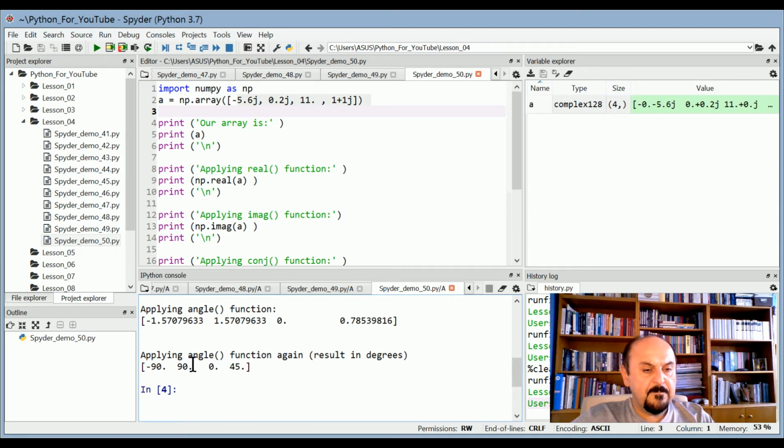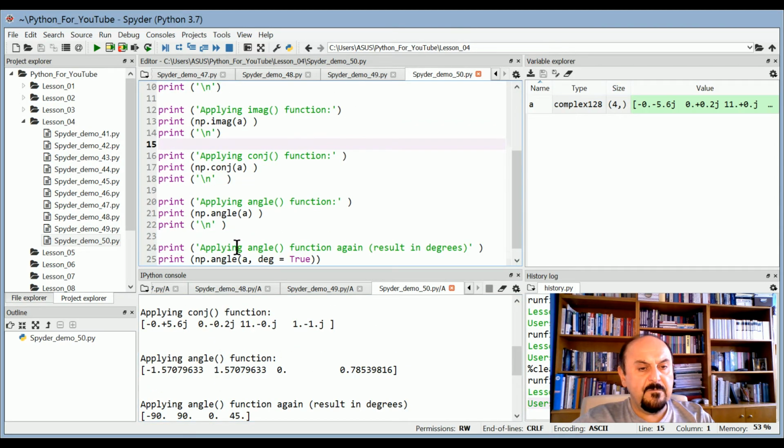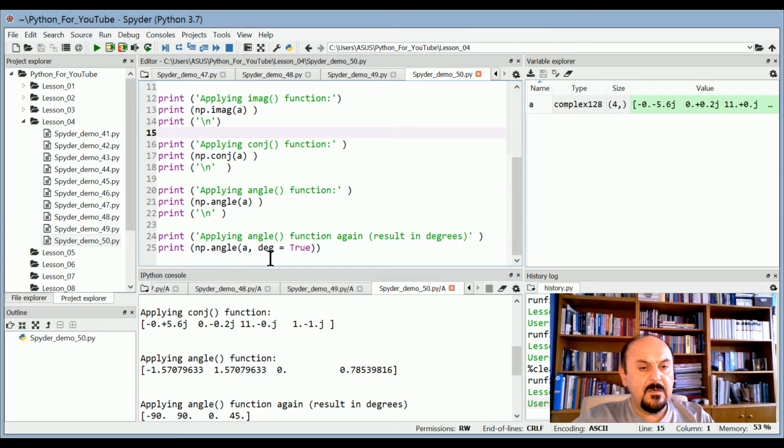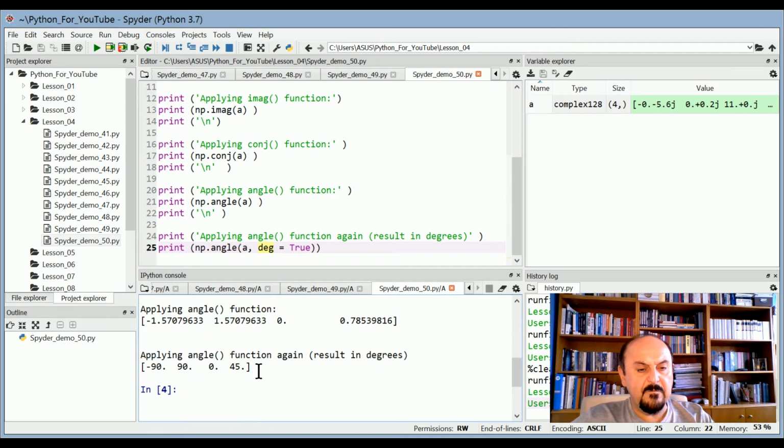Okay, here I use this structure. I say degree equals True, and the calculated values will be converted to degrees format here.